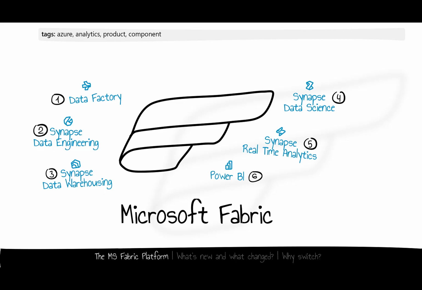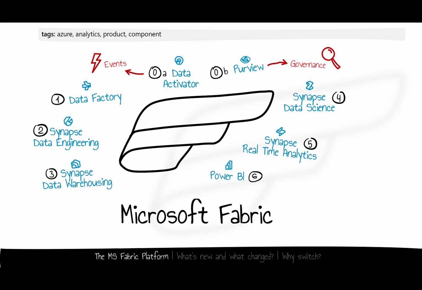Two other areas are Data Activator and Purview. Data Activator is used to generate events, and Purview is for data governance. Since these two topics are not covered in this session, I decided to assign them 0A and 0B. In future, we will only talk about these six topics.